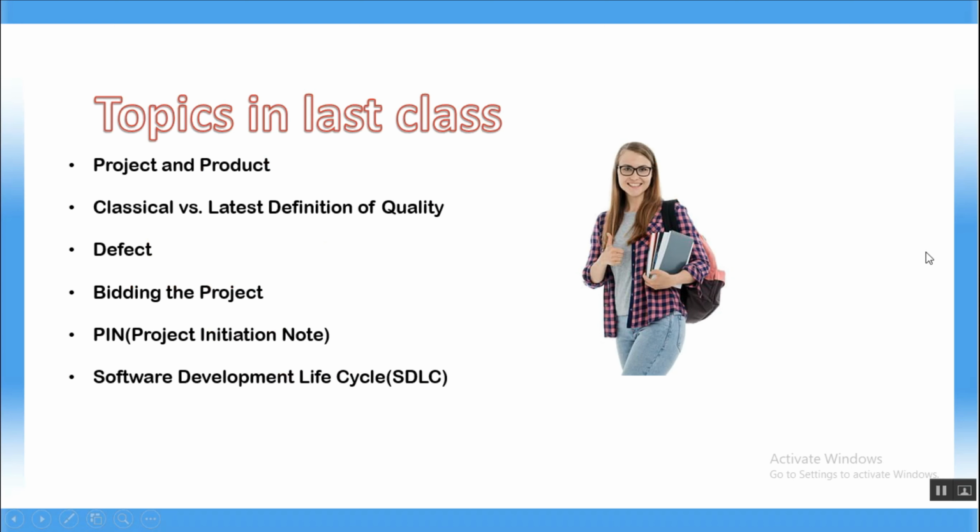Before going to the second session topics, if you are interested to learn the previous session topics, here is the list of topics covered in the last session. The topics are project and product, classical versus latest definition of quality, defect, bidding the project, PIN, and finally software development lifecycle. If you want to go through these topics once again, please go through the link provided in the description box. So without any delay, let's move into the topics to be covered today.